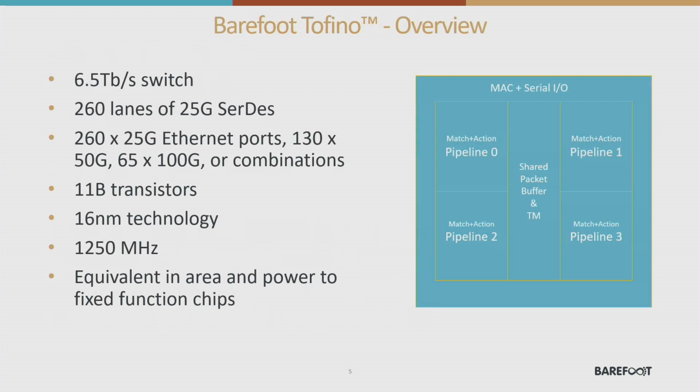So Tofino is a switch with 6.5 terabits per second of throughput. It has 260 lanes of 25 gig SerDes, which are configurable as either 25, 50, or 100 gig Ethernet logical port configurations. It has 11 billion transistors, something under a gigabit of RAM, in a 16 nanometer technology, runs at 1250 megahertz, and is basically equivalent in area and power to the leading edge fixed function switch chips.